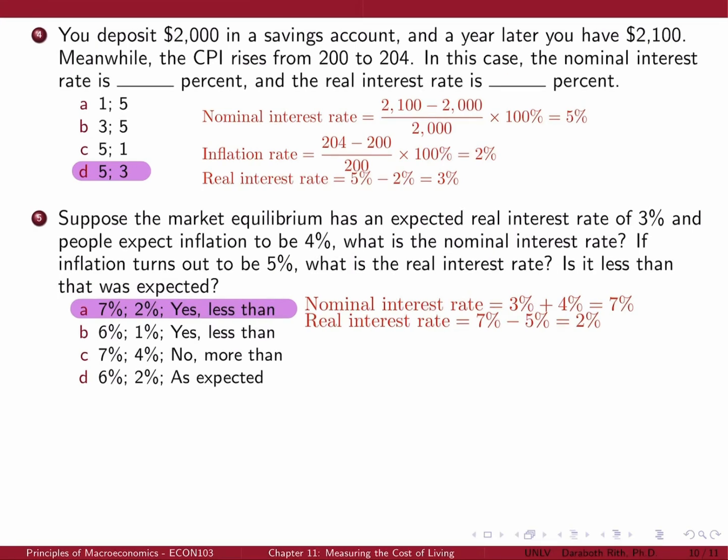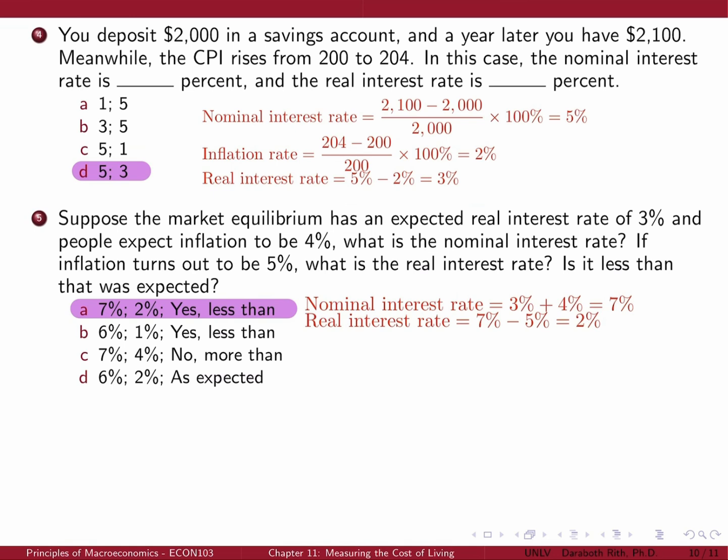Question number 5. Suppose the market equilibrium has an expected real interest rate of 3% and people expect inflation to be 4%. What is the nominal interest rate? If inflation turns out to be 5%, what is the real interest rate? Is it less than that expected?